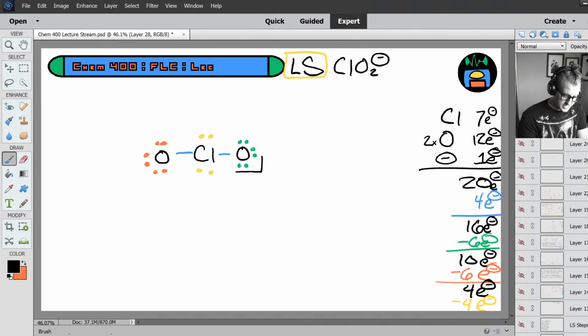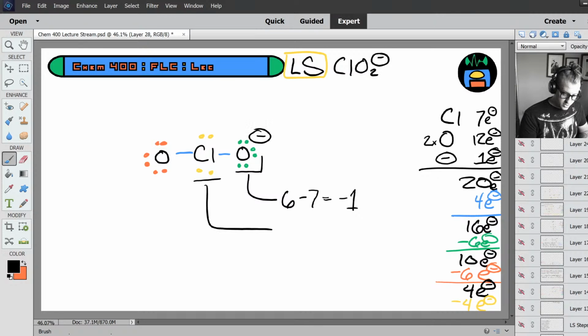First, for this oxygen, when oxygen is neutral, it has 6 valence electrons. When you're calculating formal charges, you count 1 electron per bond. So this oxygen has 1 bond. And then you count the total number of lone pair electrons. So it has 6. 1 plus 6 is 7. So 6 minus 7 gives us a formal charge of -1 for this oxygen.